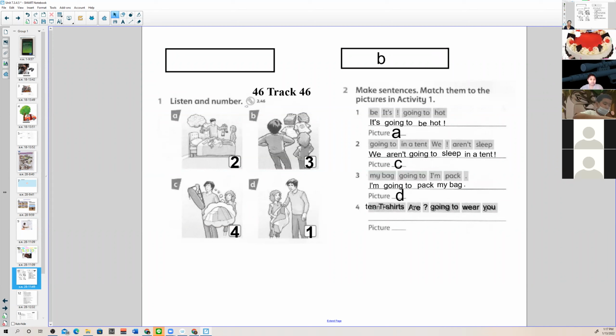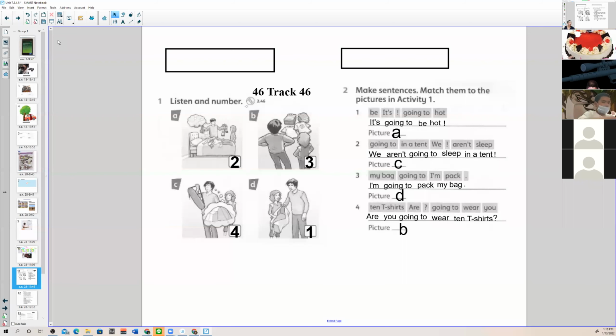Number 4. Are you going to wear ten t-shirts? Are you going to wear ten t-shirts? And that's Picture B.